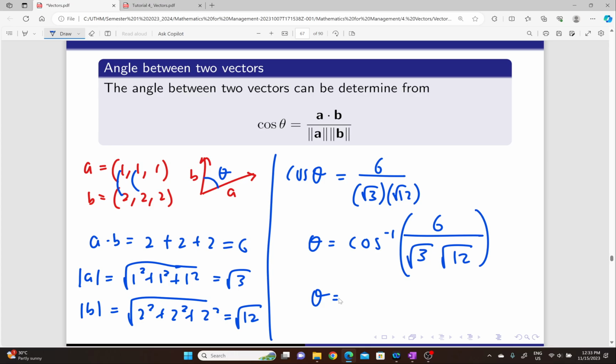And if you press this, 6 divided by 3 multiply 12. Here you get 0. This is not a good example anyway.